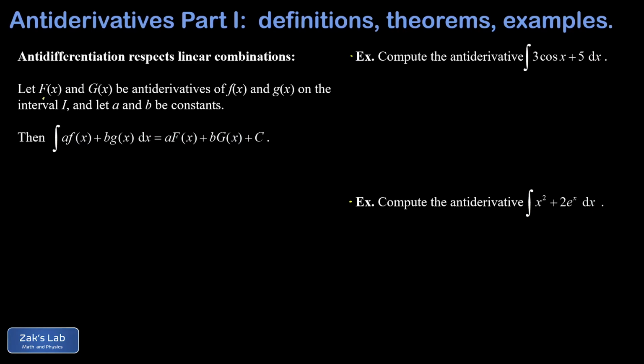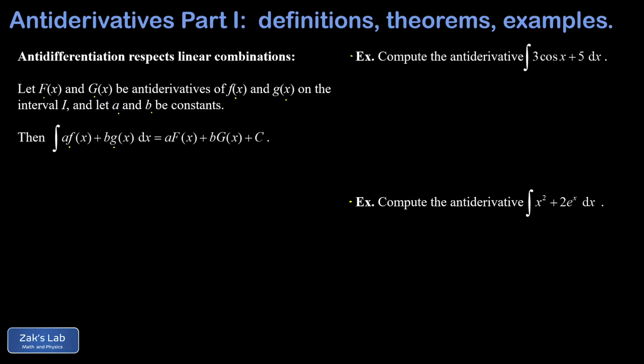So the statement of this theorem is that we have two functions that are antiderivatives of two other functions. Capital F is the antiderivative of lowercase f, and it's the same for capital G and lowercase g. A and B are constants. And what we're looking at in this indefinite integral notation is the antiderivative of a linear combination of these two functions, little f and little g.